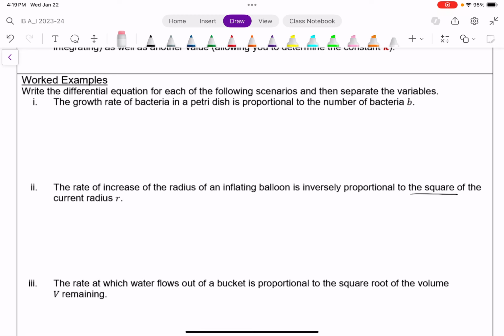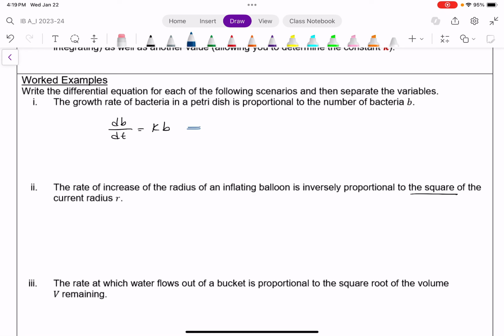then separate the variables. So for the first one, we have the growth rate of a bacteria in a petri dish is proportional to the number of bacteria. So we can say, therefore, the derivative of bacteria with respect to time, if it's proportional to the number of bacteria, that means it's the same as just k times the number of bacteria. K being some value, we can't say what it is because we're not given enough information. So there's the differential equation with that proportion k, that constant k. And if we knew more information, we could figure it out.